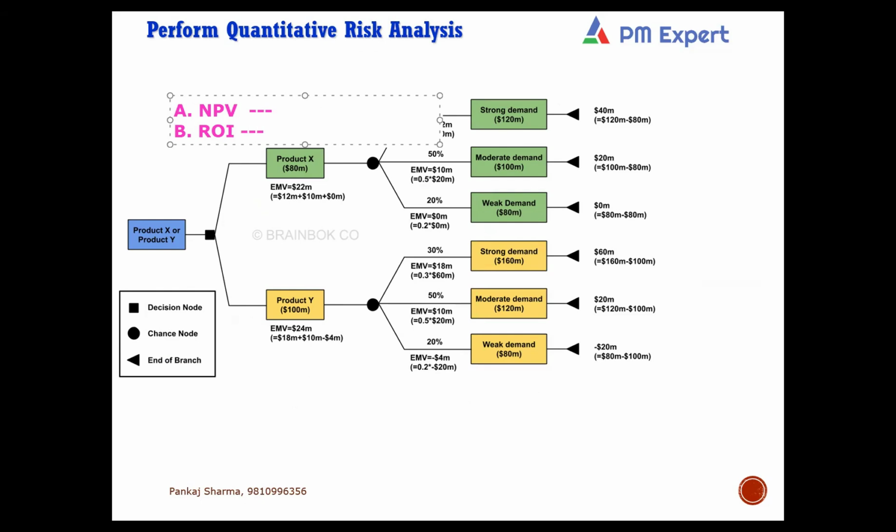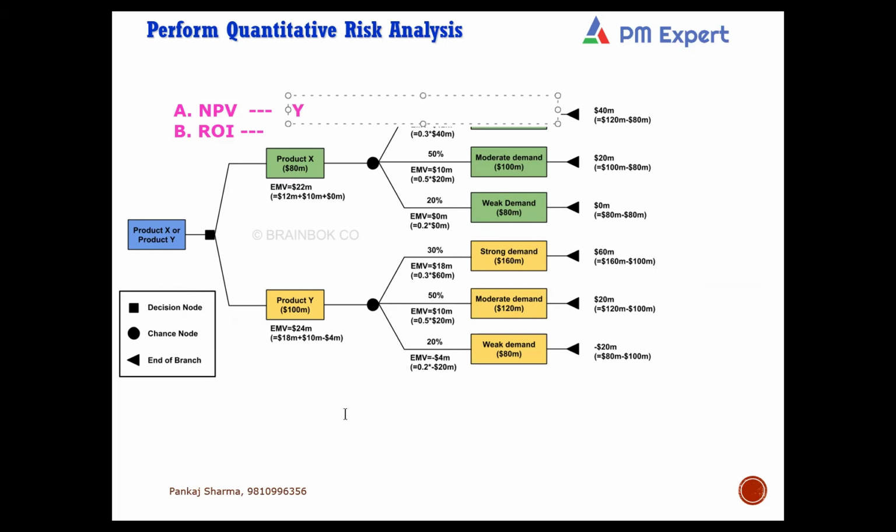So NPV based. If you have positive NPV, it is always good. So which one is positive here? On the NPV basis, both are positive. Product X is 22 and product Y is 24. So on the basis of NPV, can I say Y? Definitely. It is very simple.